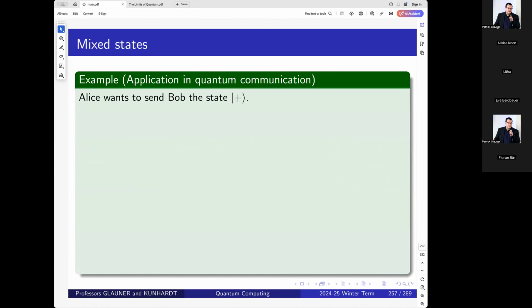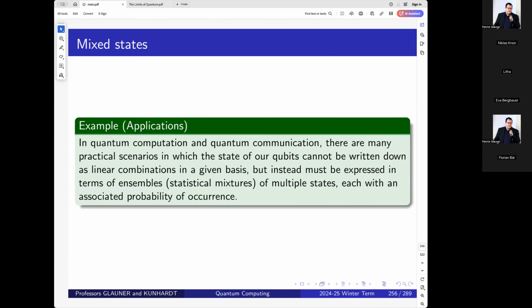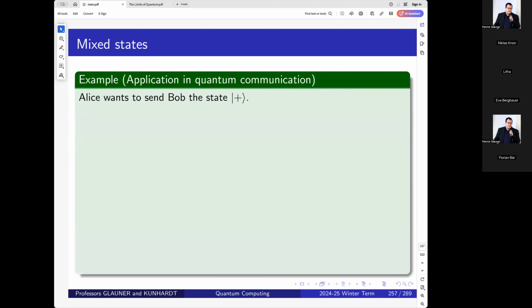We can look at another example from quantum communication, and there are, in fact, a lot of practical scenarios in which the state of our qubits cannot be written down, as we've always done before, as a linear combination in a given basis, but instead we have to express all of this in terms of ensembles, which are statistical mixtures of the pure states we have seen before.